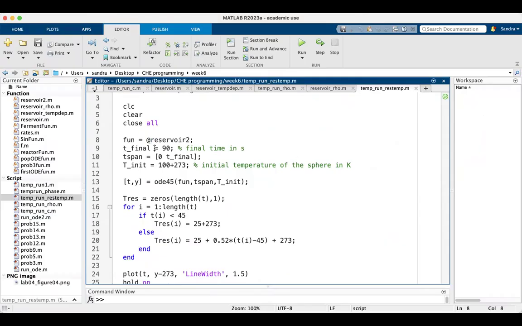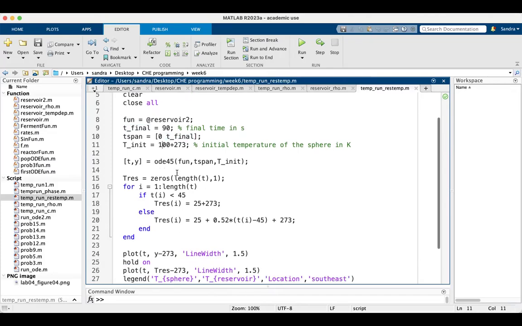I'll show you this. T final is 90 seconds. So basically, you have 45 seconds plus 45 seconds. So the total time interval you decide is only 90 seconds. So your T span is from 0 to 90 seconds. T initial is 373 Kelvin itself. And now you have the ODE function that you solve.